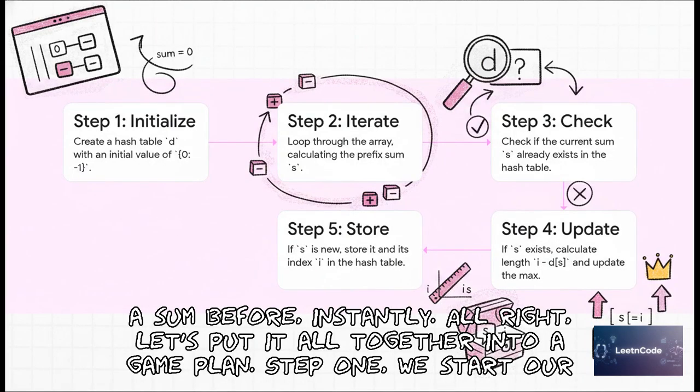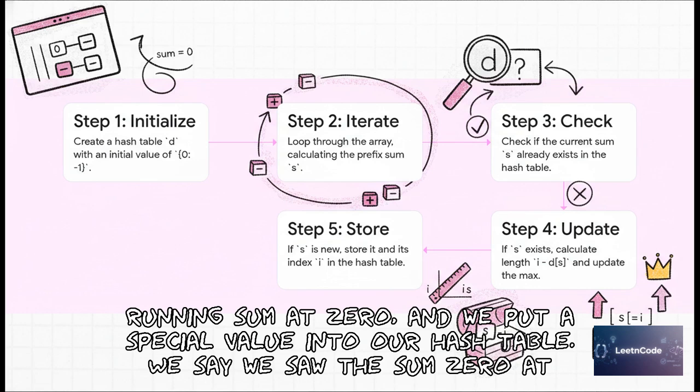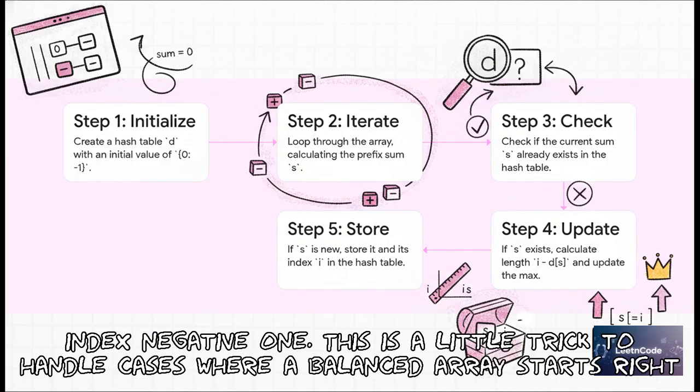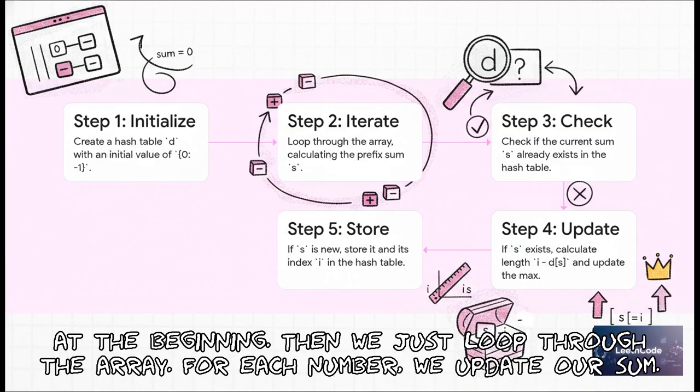All right, let's put it all together into a game plan. Step 1, we start our running sum at 0, and we put a special value into our hash table. We say we saw the sum 0 at index -1. This is a little trick to handle cases where a balanced array starts right at the beginning. Then, we just loop through the array.